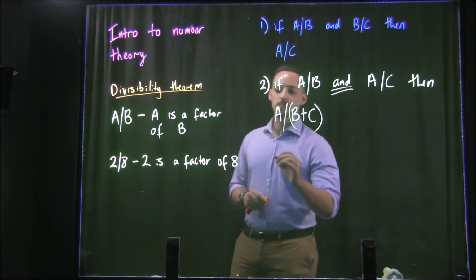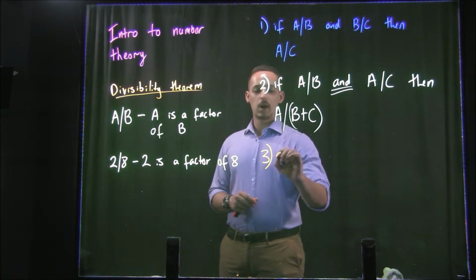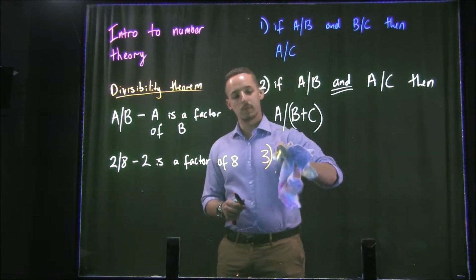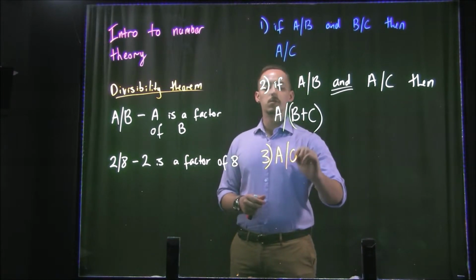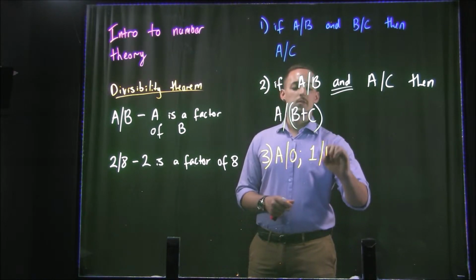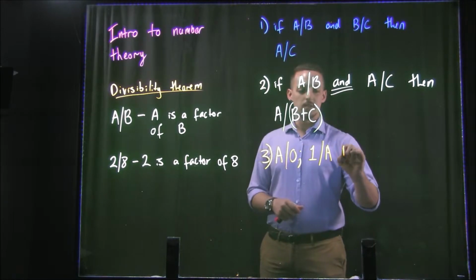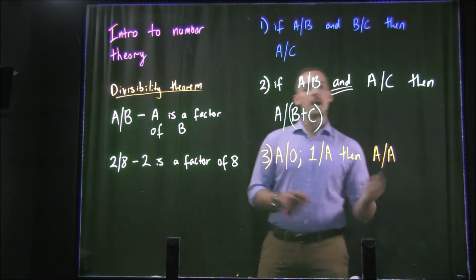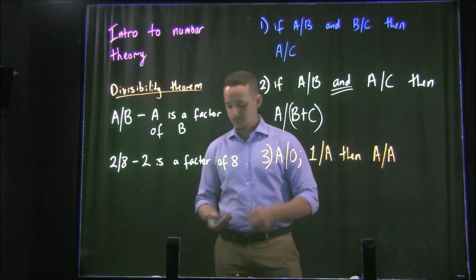Our third one, and this one is just kind of accepted, is that A is a factor of 0 and 1 is a factor of A. We know that 1 is a factor of everything. Then A is a factor of A. And that makes sense. A number is a factor of itself. And I'll go through examples of these in a minute.